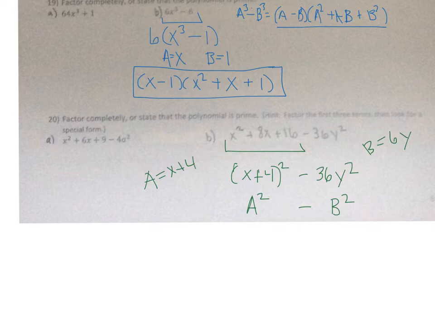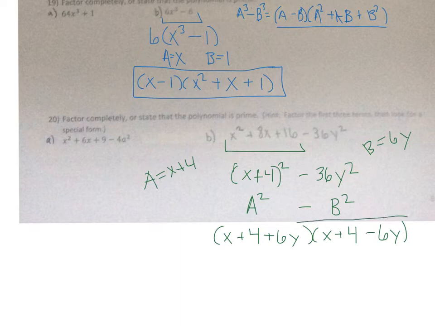So what we have here then is the a squared minus b squared formula. We have x plus 4 plus 6y, x plus 4 minus 6y. Alright, just look to make sure you can't combine any like terms. In this case, it's completely finished, so this is our factored form.